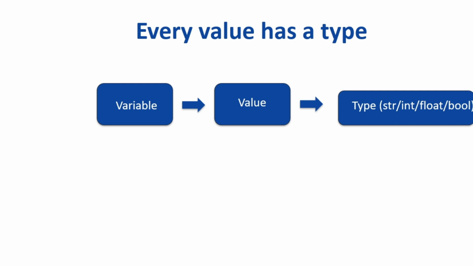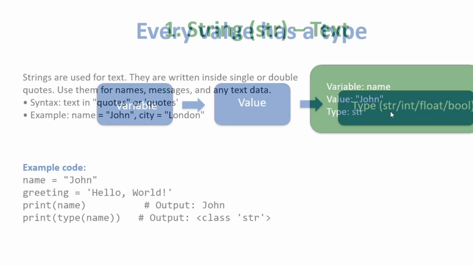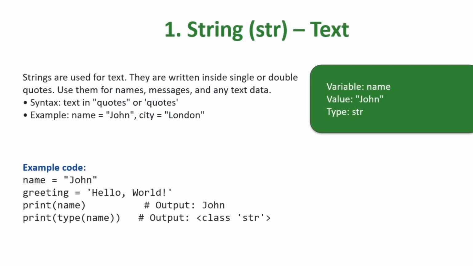So as I told you, every value in Python has a type. A variable is holding a value and that value may be of type string, integer, float, bool, and so on. And you can check the type of that value by using the type function.